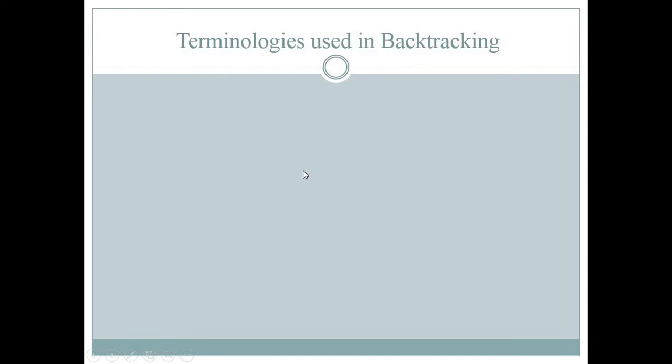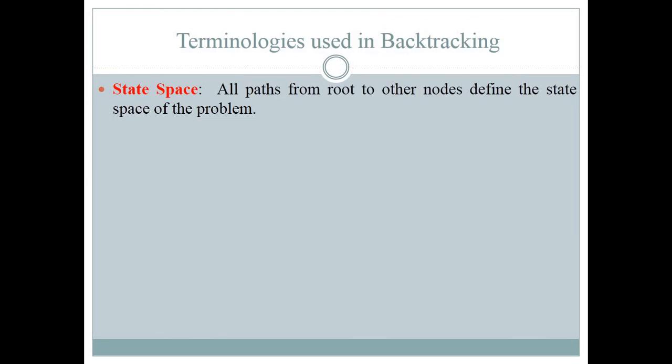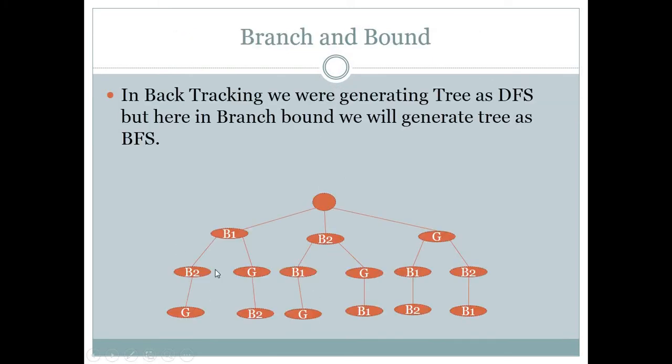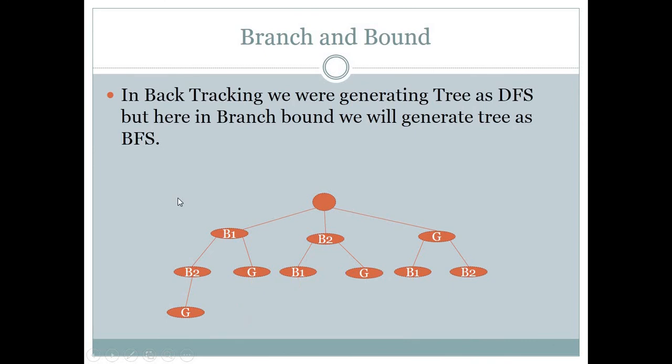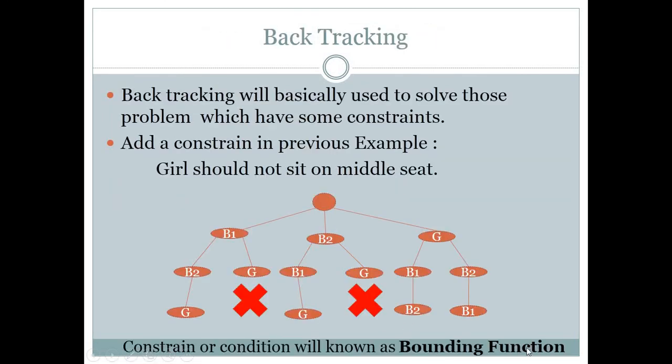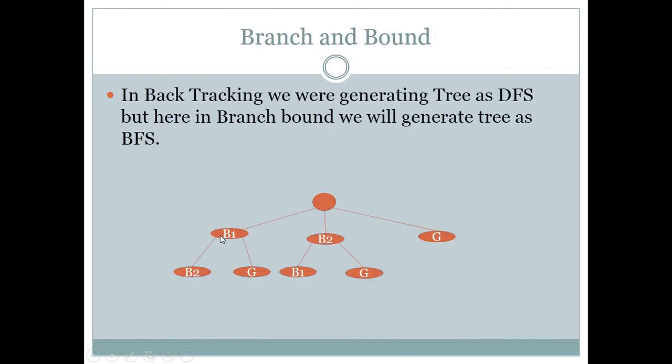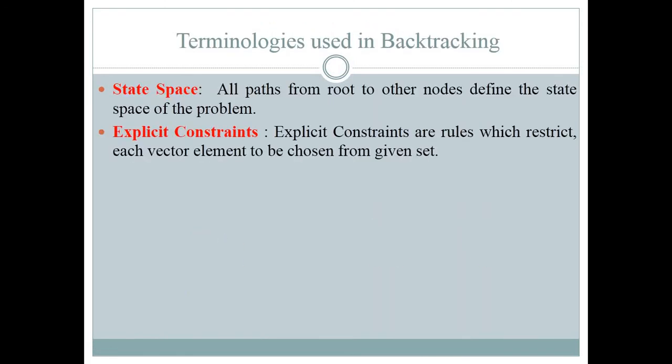Okay, so the terminology used in backtracking: first is state space. All paths from the root to other nodes define the state space of the problem. This is the state space of our problem. Explicit constraints are rules which restrict each vector element to be chosen from the given set. So here we have added some constraint, or we can say some bounding function. Here the girl should not sit in the middle. So this discarded result will be known as our explicit constraint.